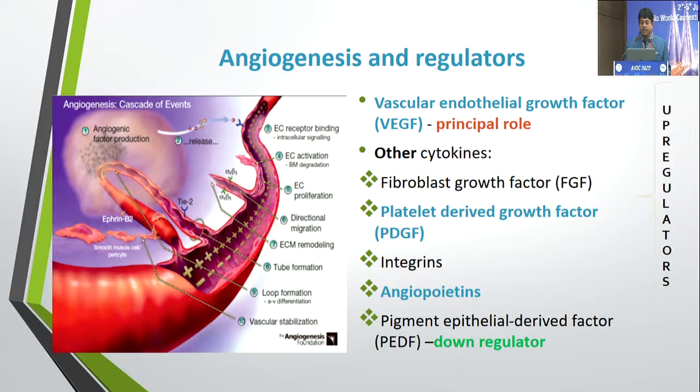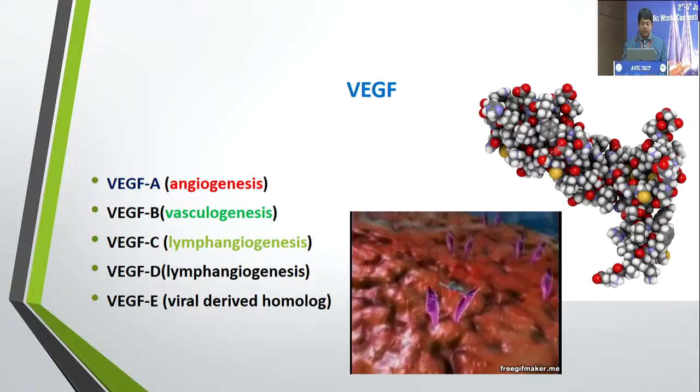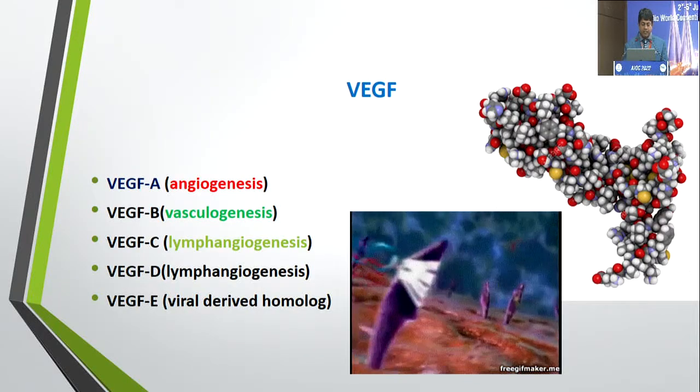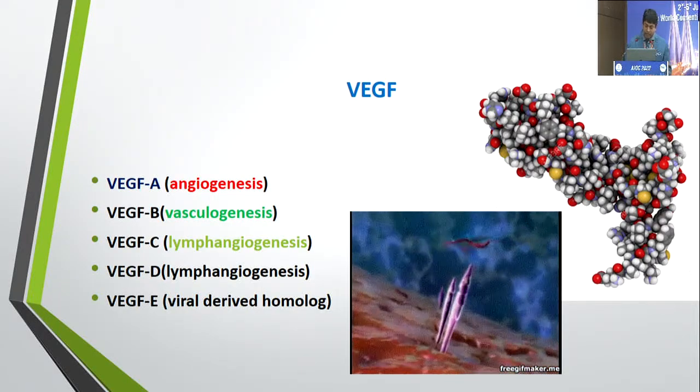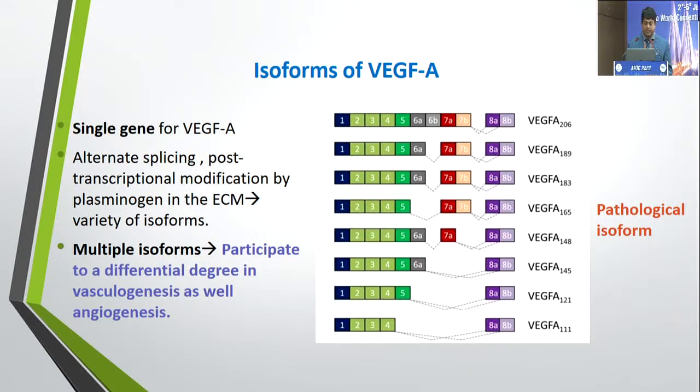So, about angiogenesis and its regulators. Vascular endothelial growth factor plays the major role for angiogenesis. We have other cytokines like fibroblast growth factor, platelet-derived growth factor, integrins, and angiopoietins also. VEGF is of 5 types, A, B, C, D, and E, of which VEGF-A plays the major role for angiogenesis. There are various isoforms of VEGF-A, of which VEGF-A 165 is the pathological isoform.